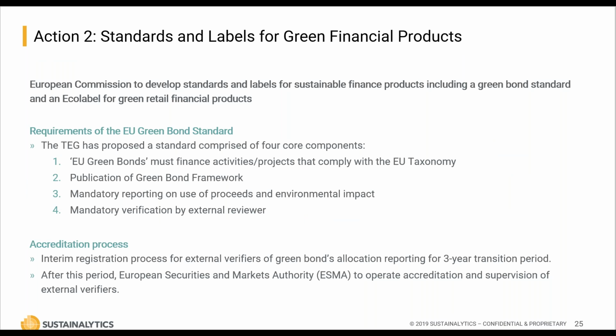So now we turn to action 2, which is about standards and labels. Action 2 is at this point essentially about the creation of a European green bond standard, and in a parallel process, an eco-label for green retail investment products. To date, the priority and our main focus here is the green bond standard, which will be a voluntary standard and label available to green bond issuers. The TEG has proposed that it be comprised of the four components that you see here.